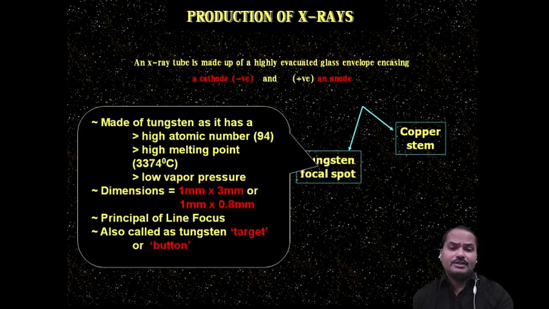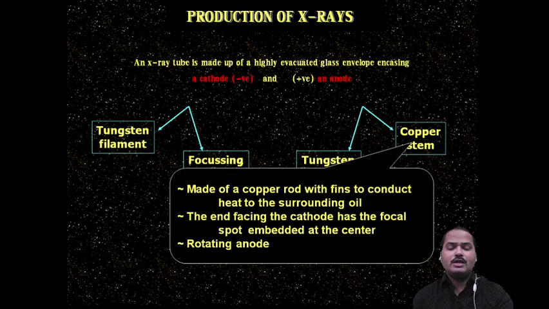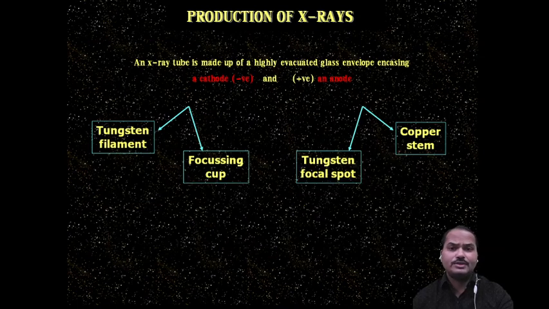Then the dimensions of this are 1 by 3 millimeters or 1 by 0.8 millimeters, and it follows the principle of line focus, we'll see in the later slides, and it's also called the target or button. The copper stem is made of a copper rod with fins to conduct the heat to the surrounding oil, and the end facing the cathode has the focal spot embedded at the center. There is a provision of rotating anode also in the full body machines, not in the dental ones.